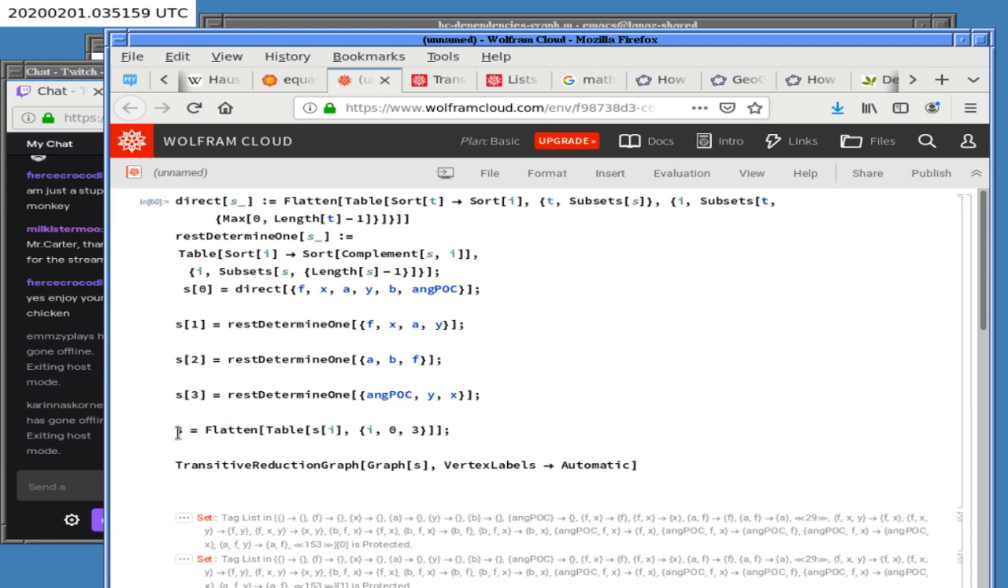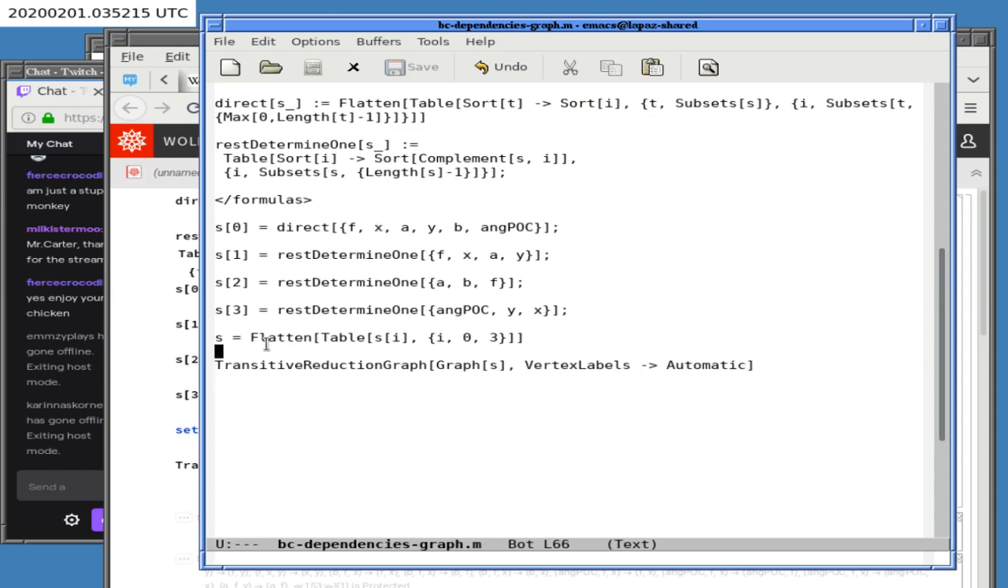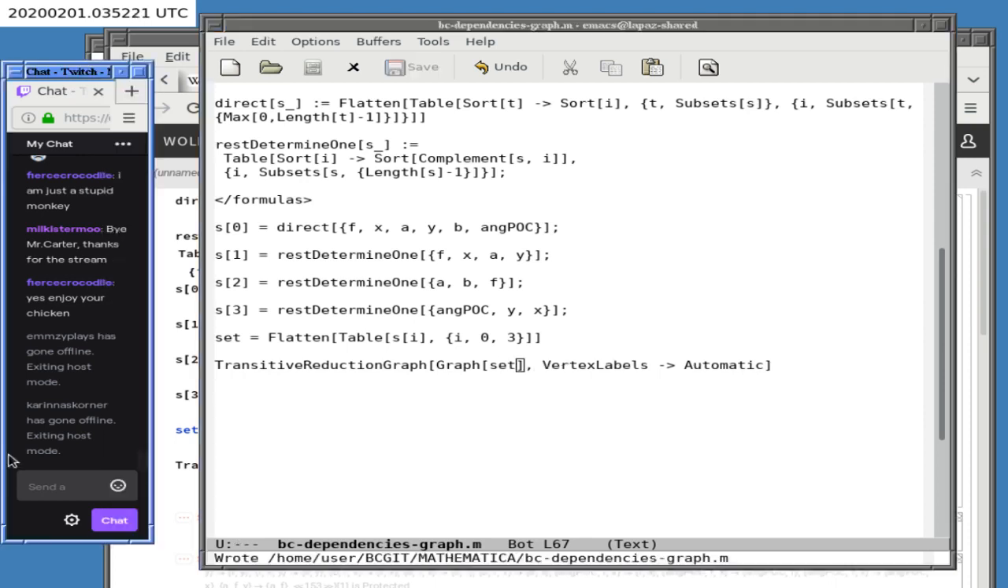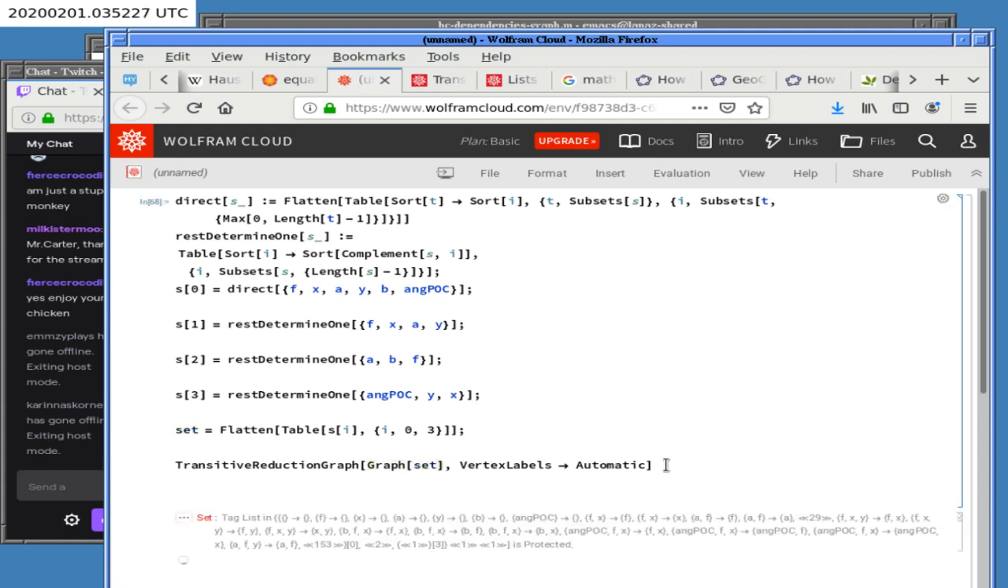Okay. Yes. I think in Mathematica you cannot use the same variable like this. I can't do this. I need to say this is set. And we'll just say Graph of set here. And we will update our little thingamajobby here. Because S is already being... In Perl, you can get away with crap like that. But here, you cannot. Because S as the function, it is the same as... Okay. That's not cool.